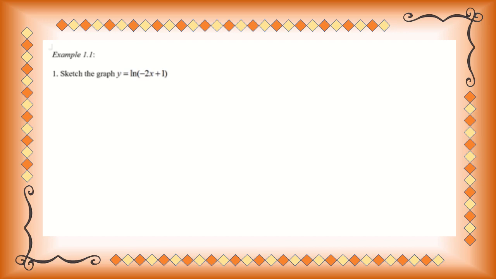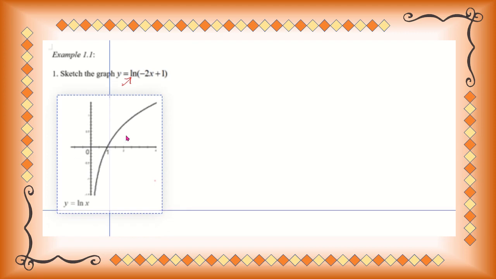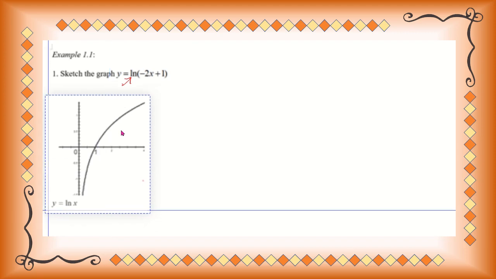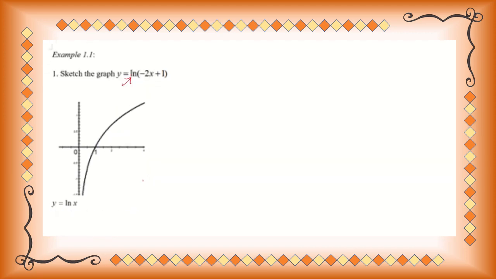Now we look at the example. Sketch the graph y equals ln(-2x + 1). So first thing we need to do is to determine the parent graph. From the equation, we find that it is a ln function, so the parent graph is the ln function. We start our sketching by using the ln function.